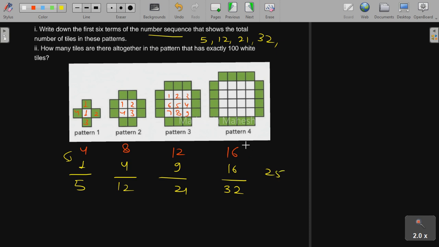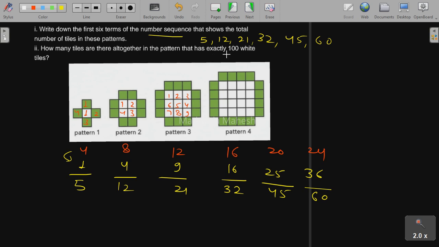Similarly, if I add 25 and 36 white tiles to 20 and 24 colored tiles, the answer is 45 and 60. Okay, this is the number sequence.